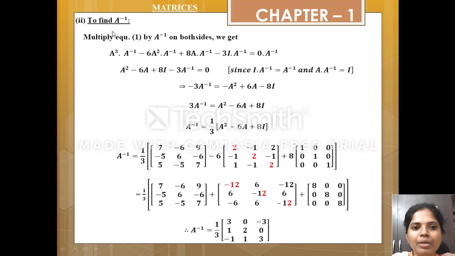The next step. Using the Cayley-Hamilton theorem, we are going to calculate A inverse. So how can we find this A inverse? To find A inverse, you multiply equation 1, which is nothing but the Cayley-Hamilton theorem, by A inverse on both sides, left hand side as well as right hand side. On this side, A cube times A power minus 1. Here the bases are the same, so we can add the powers. So 3 minus 1 is 2.